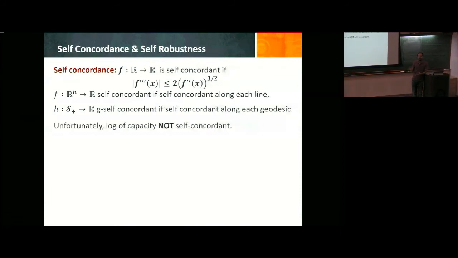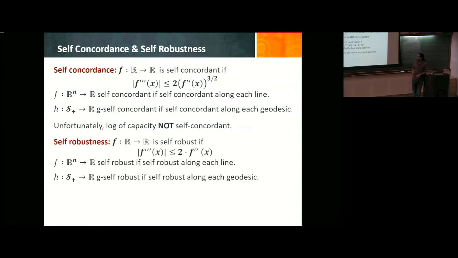But unfortunately, the log of capacity is not self-concordant, or geodesically self-concordant, whatever you want to call it. But there's this concept of self-robustness. We can say, well, requiring this 3/2 here may be a killer, right? What if I don't require that 3/2? Now notice that this is a degree 3 polynomial and this is degree 2, so it depends on scaling now, right? But it's self-robust if it's self-robust along each line, okay? We have this condition, which is a bit weaker than self-concordance. Now, lucky for us, this log of capacity that I defined to you is geodesically self-robust, okay?